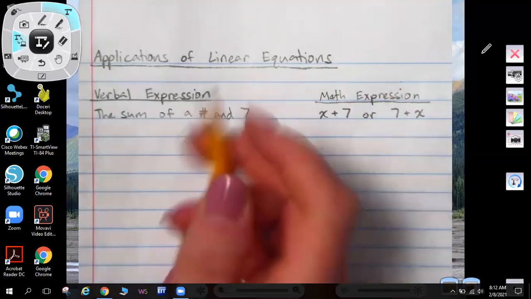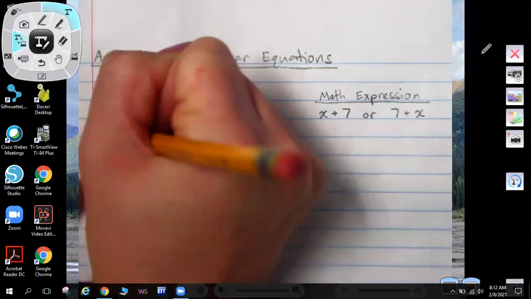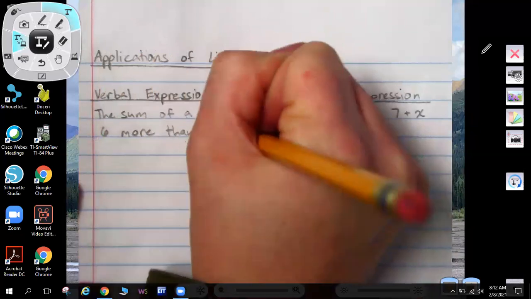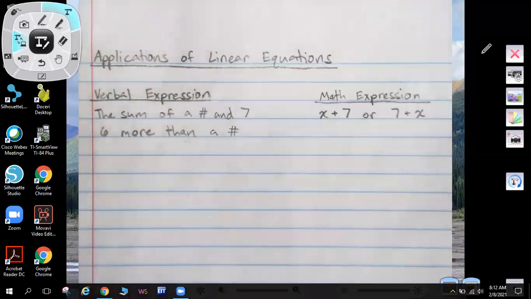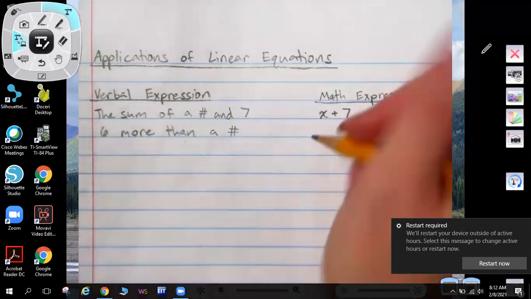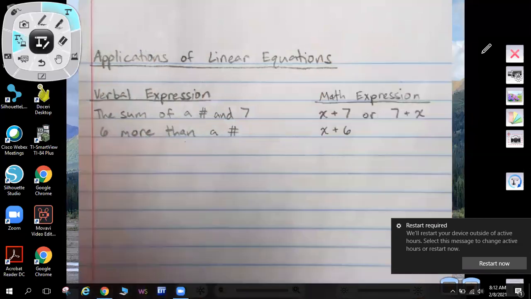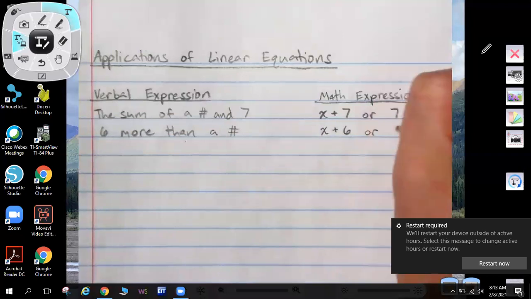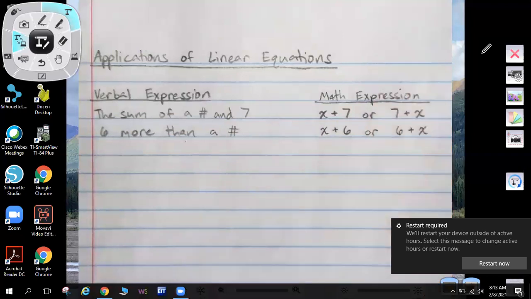Okay, the next verbal expression is 6 more than a number. The math expression for this: we take a number and we add 6. Because this is addition, we can also write this as 6 plus x. So x plus 6 or 6 plus x.